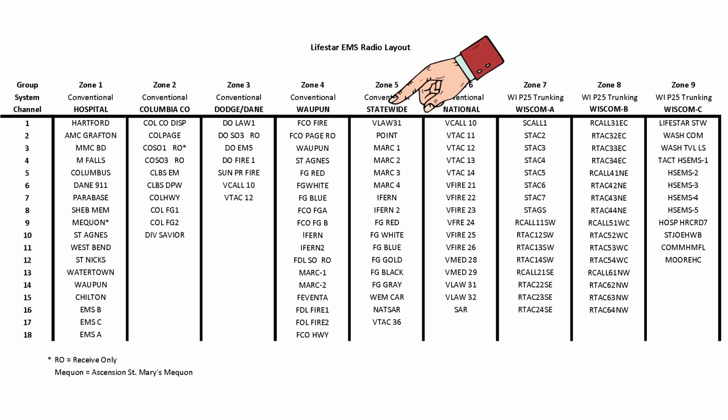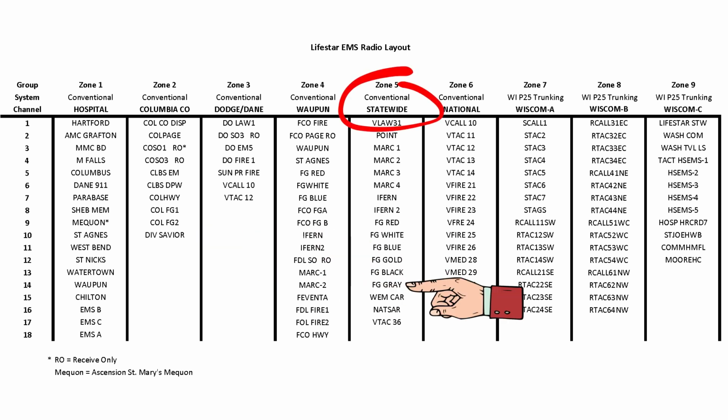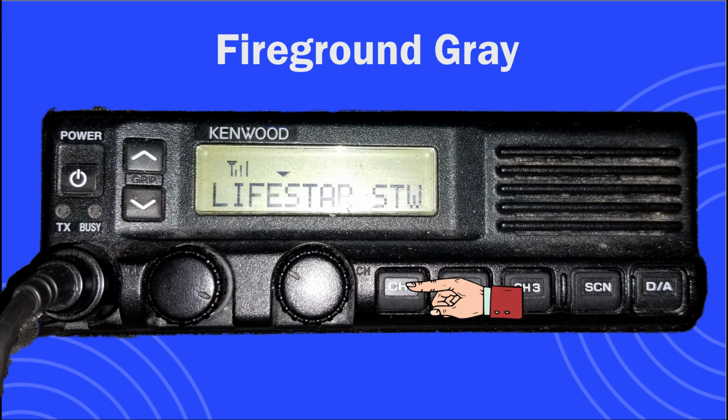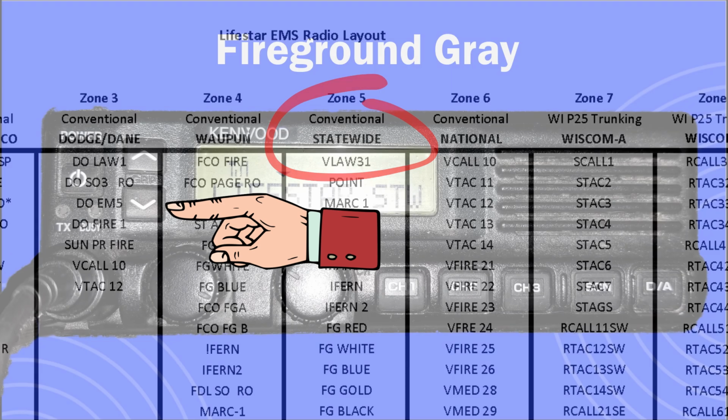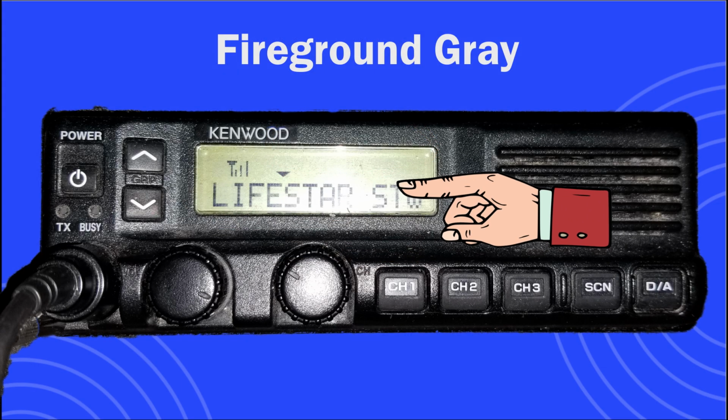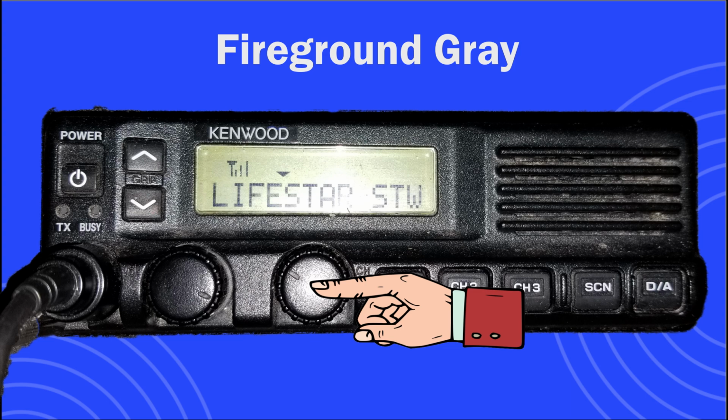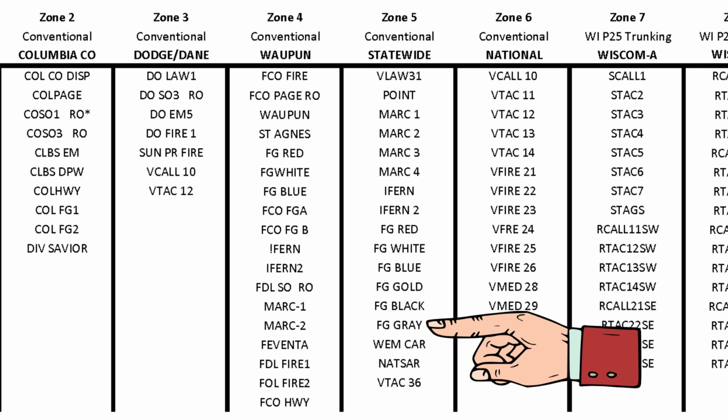contains all of the talk banks and all of the talk groups that are programmed into our radios. And you open it up and you start looking for Fireground Gray and you notice that it's right here in the statewide talk bank. The procedure you use to get to this talk bank is to push either the up or the down arrow here on your radio until you see the word statewide in the window. Once you're in the statewide bank, all you have to do is turn this round knob until you see Fireground Gray appear in the window, and now you're in the correct talk group.